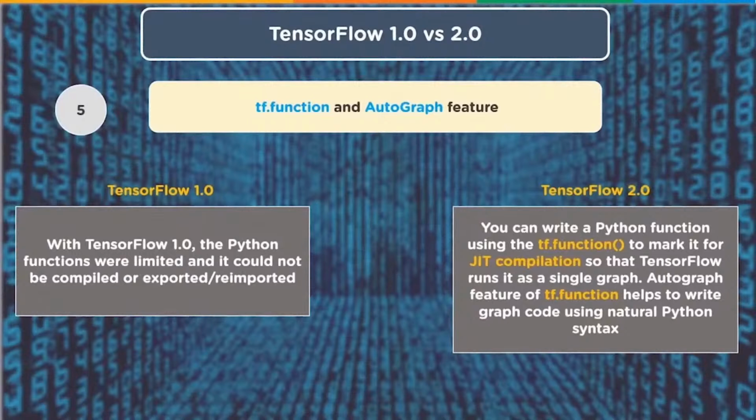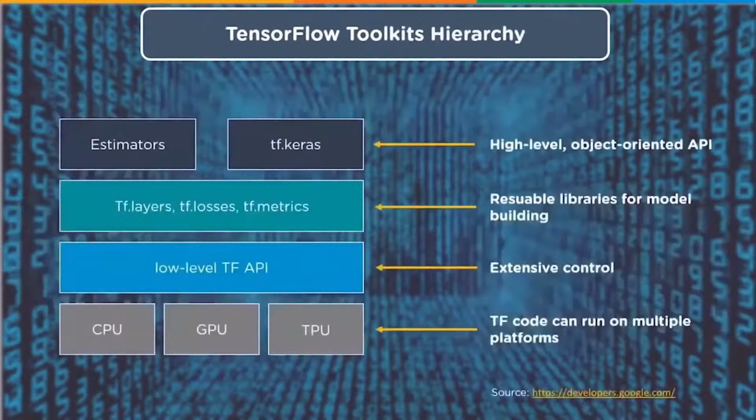Next, let's go for hierarchy and architecture, and then we'll cover three basic tools in TensorFlow before we roll up our sleeves and dive into the example. So let's just take a quick look at TensorFlow toolkits and their hierarchy. At the high level, we have our object-oriented API. So this is what you're working with. You have your TF Keras, you have your estimators. This sits on top of your TF layers, TF losses, TF metrics. So you have your reusable libraries for model building.